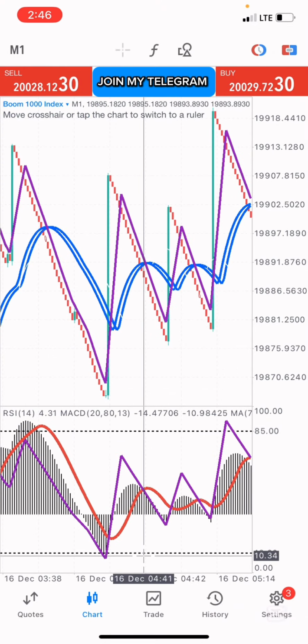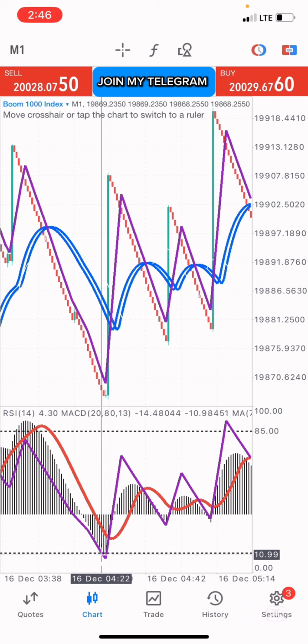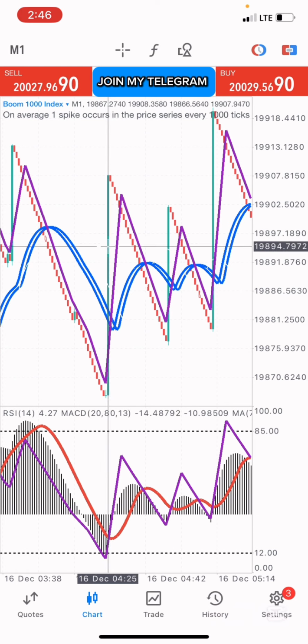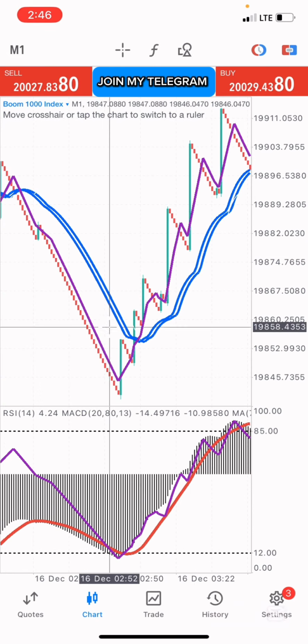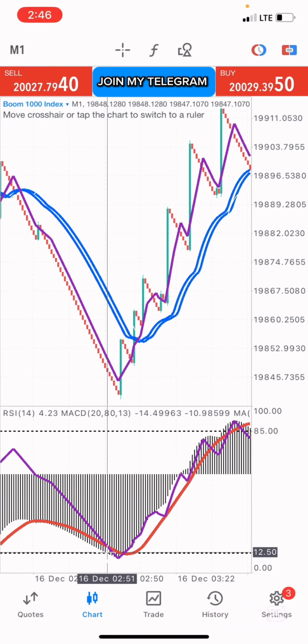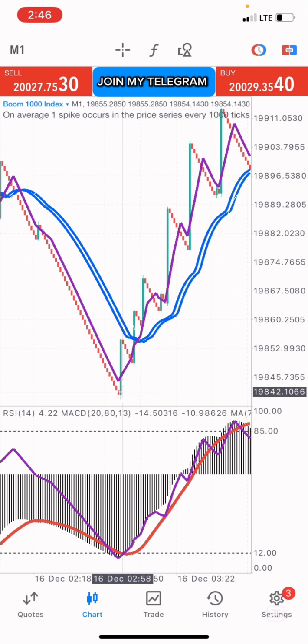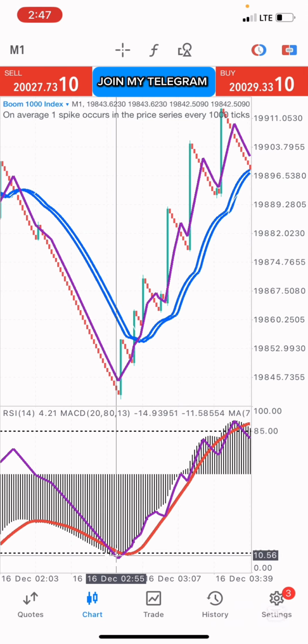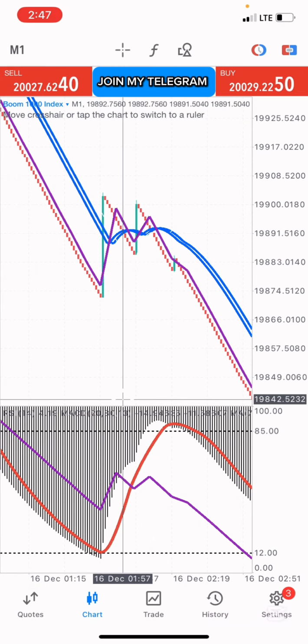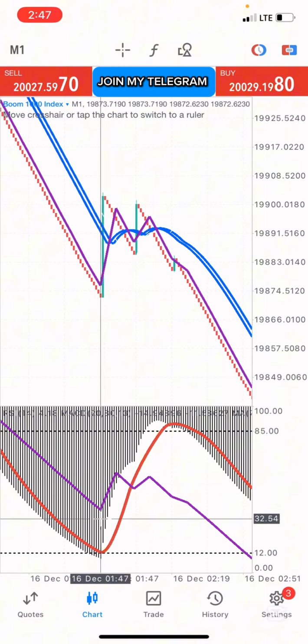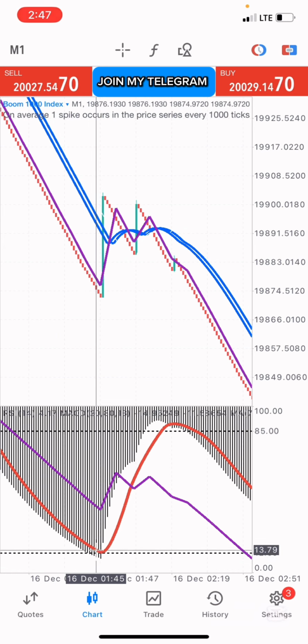Now you can see that at this point right here, when it touches and crosses below the level of 12, all it took was 2 candles away, 1, 2, and there was a very long spike at this point in time. All right, now if we take a look at this point right here as well, there was a spike. When it's below the level of 10, there was a spike. All right, very perfect, guys. Below the level of 12, there was a spike.